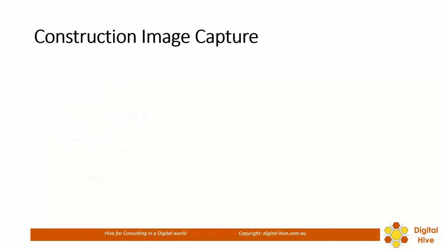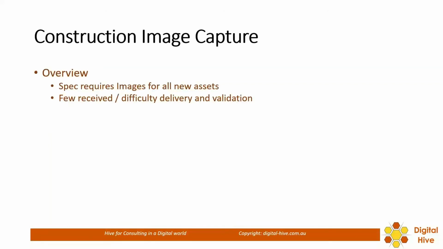Right. Finally, we've also developed an API for construction image data capture. As we've discussed a little bit earlier on, the specs all require images for all new assets. You should have photographic images for all new assets. It seems like very few are actually being received, and there are complaints or difficulty in terms of delivering and validating those images.